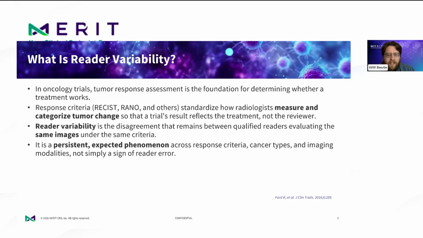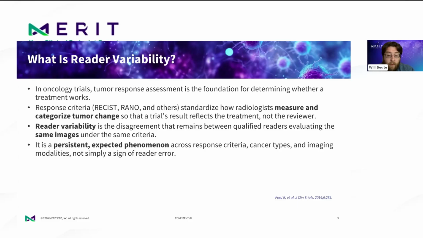So to keep that process consistent, we use standardized response criteria like RECIST, RANO, and others. The whole point of these criteria is to standardize how radiologists measure and categorize tumor change so that a trial's result reflects the treatment and not the particular reviewer who happened to read the images. Reader variability is the disagreement that remains between qualified readers even when they are evaluating the same images under the same criteria. It's what's left over after we've standardized everything else that we can.